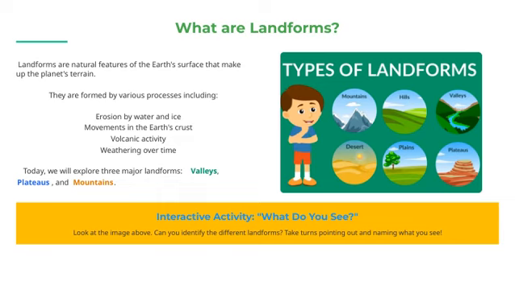features. Today, we're going to focus on three major types of landforms: valleys, plateaus, and mountains. These are some of the most prominent and varied features on our planet, each with unique characteristics and formation processes.